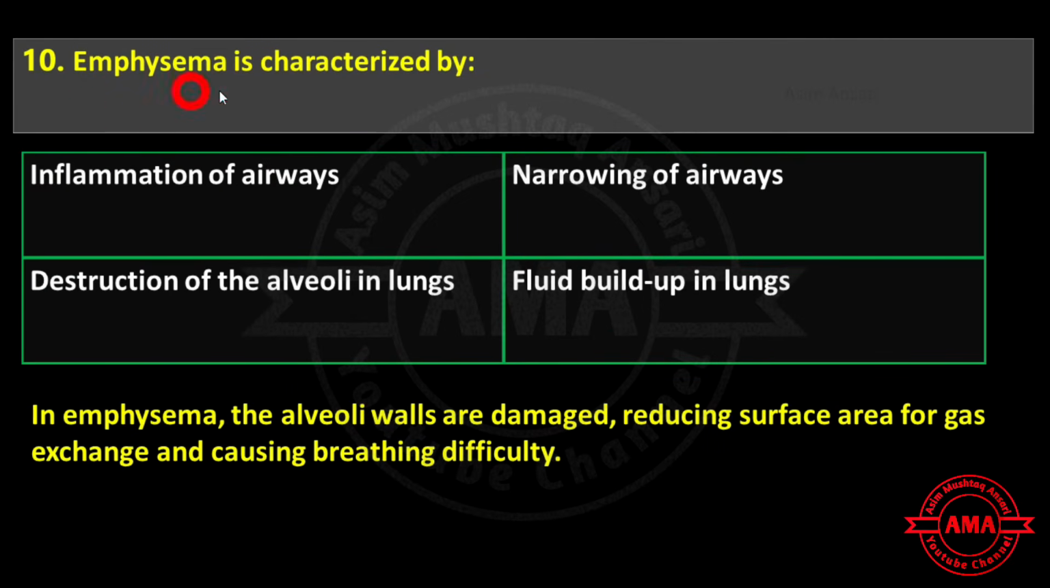Next is: emphysema is characterized by inflammation of airways, narrowing of airways, destruction of the alveoli in the lungs, or fluid buildup in lungs? In emphysema, the alveoli walls are damaged, reducing surface area for gas exchange and causing breathing difficulties. So the exact answer is destruction of the alveoli in the lungs.